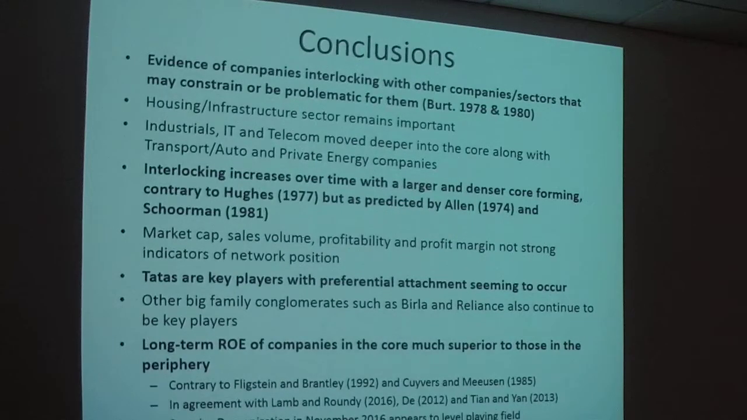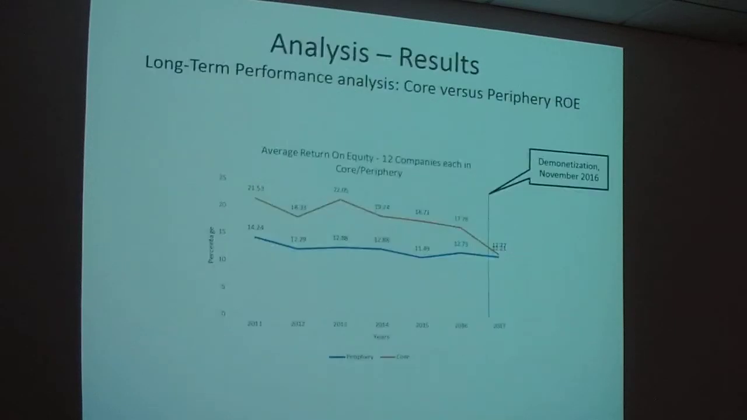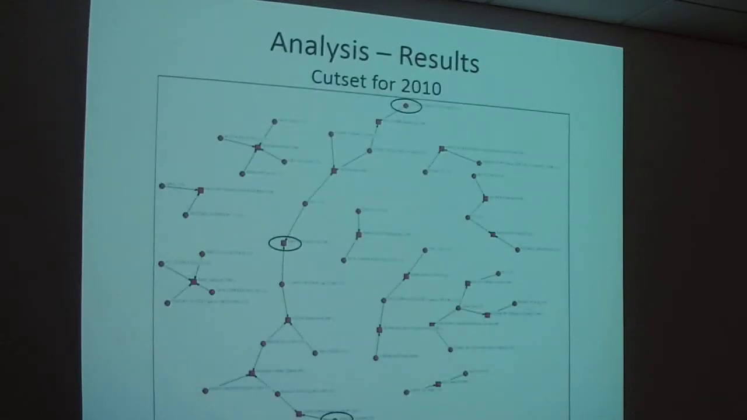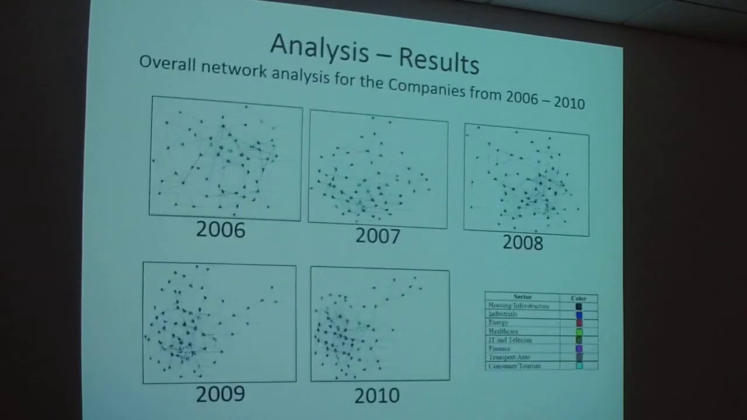So, some conclusions. There's evidence of companies interlocking with other companies and sectors that could be problematic to them. This was, I didn't point out, back here, where Sterlite, which is a metals refining company, and Torrent Power, which generates power, are connected to energy companies over here. Right? So they need cheap energy. So there's the evidence of companies connected when they're possibly constrained by others.